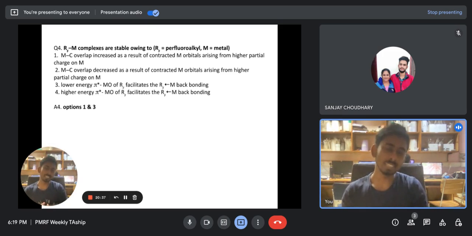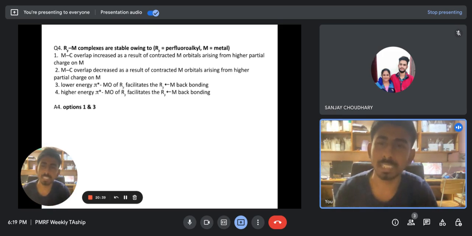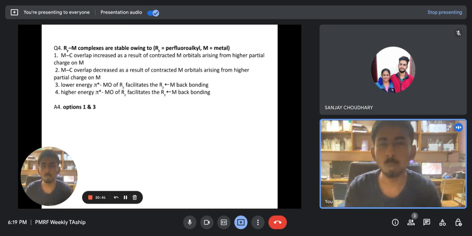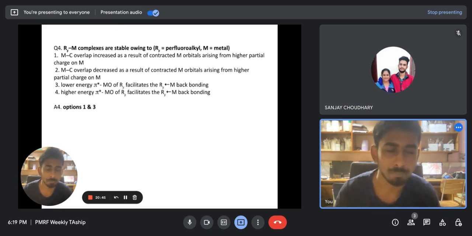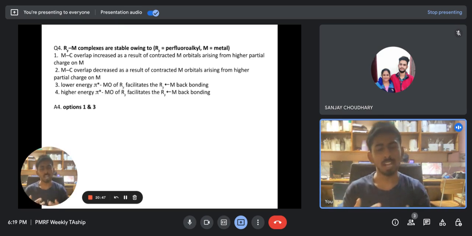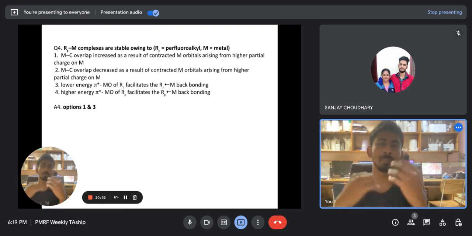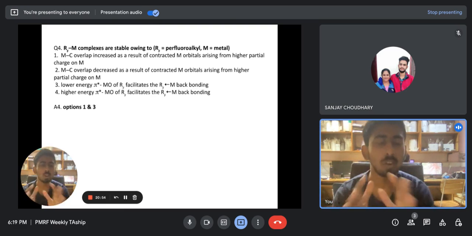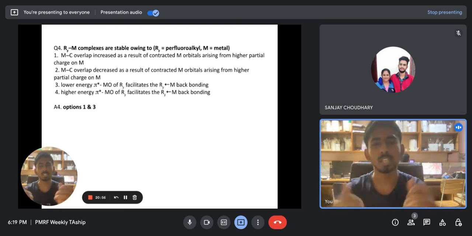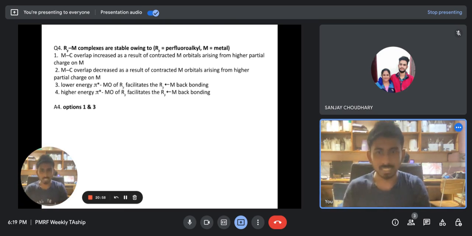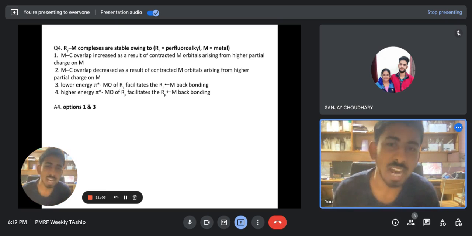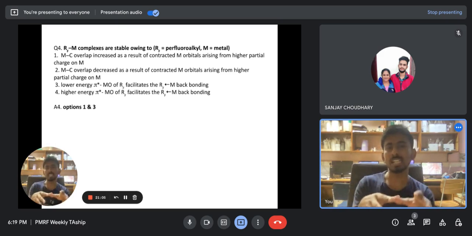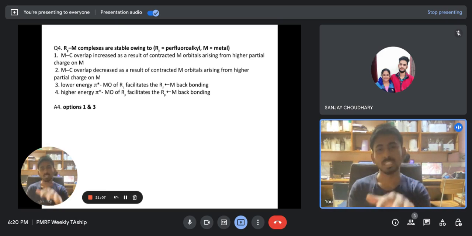Another factor arises, which is depicted in option number 3, that is the lower energy pi star MO of the RF facilitating the metal to RF back bonding. In case of metal carbon bonds, I have discussed that the metal throws its electron density onto the sigma star orbital or the pi star or any suitable orbital on the carbon center. Here you can see that because of the high electronegativity of the RF, the pi star MO of the RF gets stabilized.